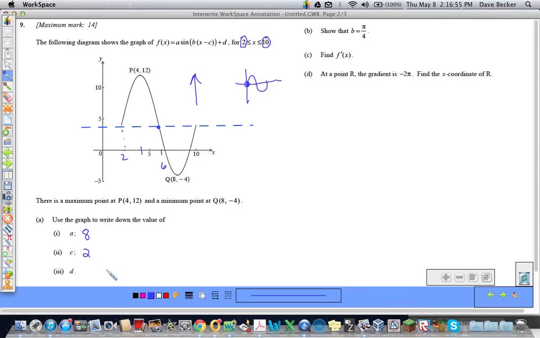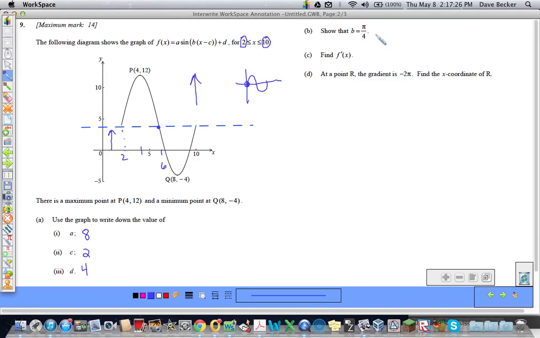And then D is the vertical shift. How many units did the original sine curve shift upwards? How far up is the principal axis? Well, clearly, if from here to here is 8, from here to here must be 4, because it's symmetrical. So this must be 4. Easy points. Too many of you all missed that.